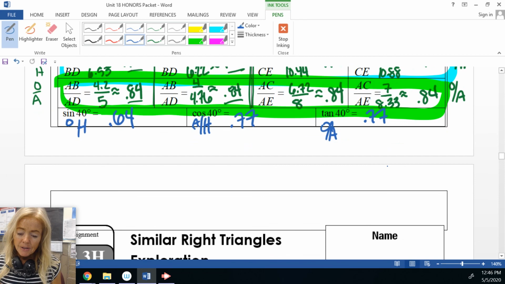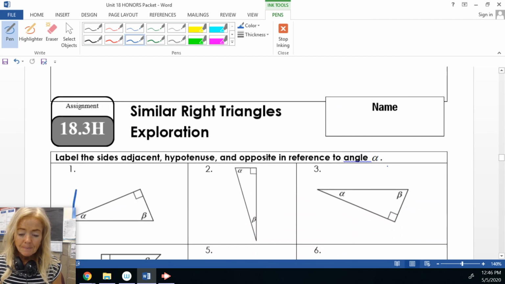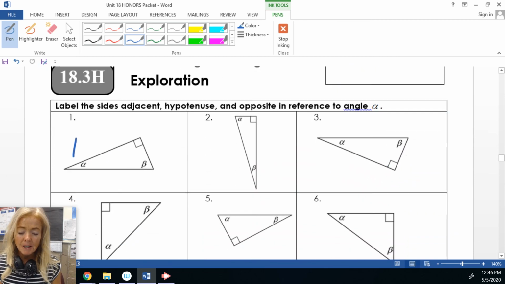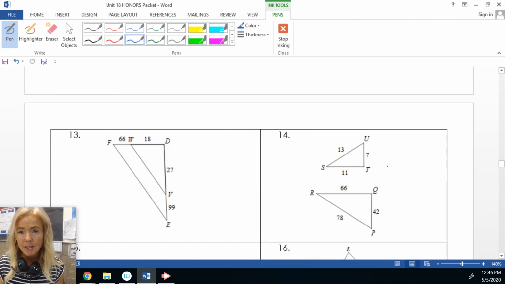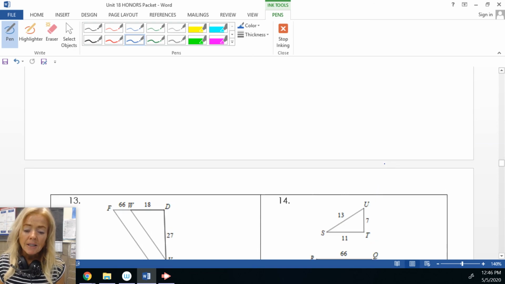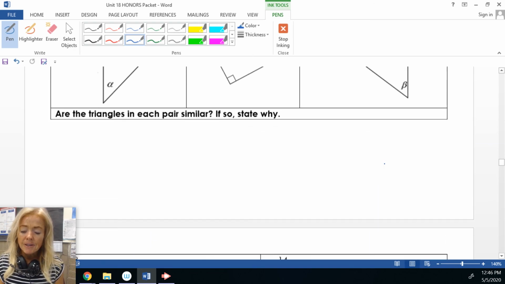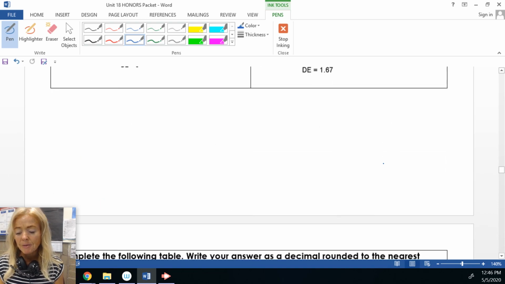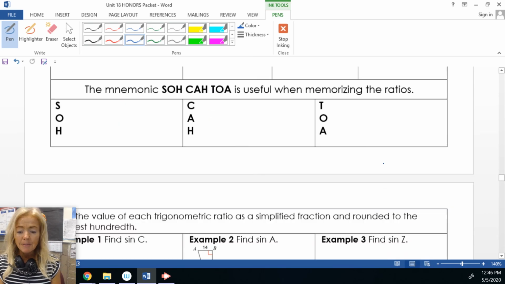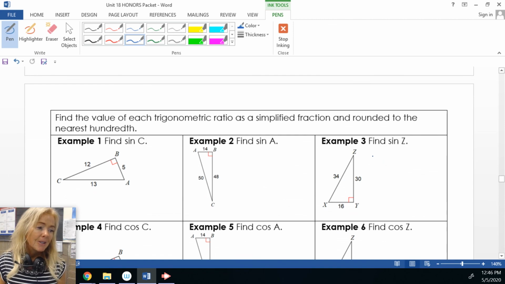All right, so that's the end of the lesson. You can get going on the homework. Go through, you have to label sides. That should be pretty easy. Remember to go from the angle that you're referencing. And then the next part, are the triangles in the pair similar? If so, state why. So you're going to be checking for similarity, and then you're going to be filling out your own table like we did in our example. All right, that's 8-3. Good luck with that.